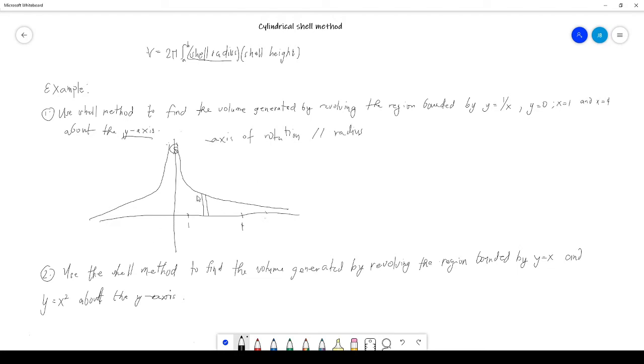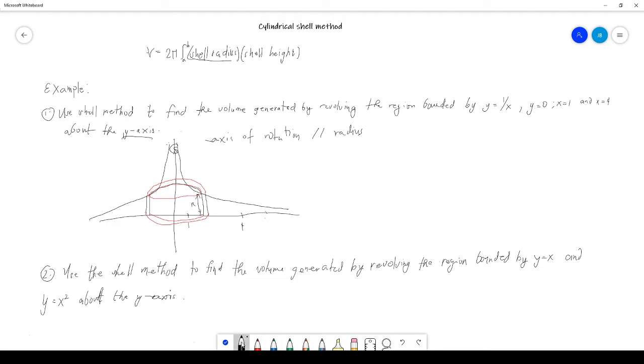Therefore, the strip that we're going to make is the radius. This one will be our radius, the shell radius. Okay, why? Let's see why. Because if you're going to rotate about the y-axis, okay, I apologize for my drawing, I hope you can visualize it. If you rotate about the y-axis, it will look like a cylinder. As you can see, it looks like a cylinder.